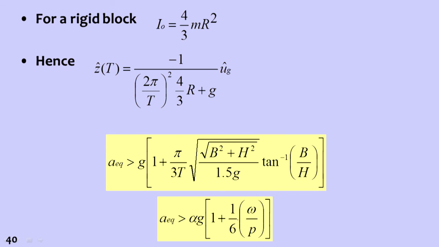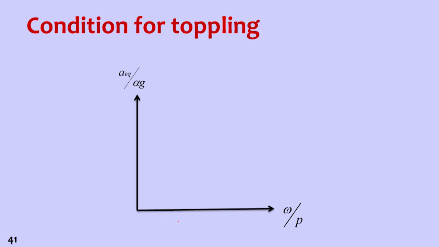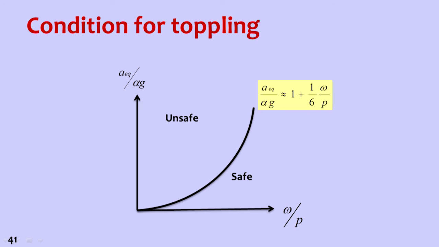This is a simplified form of what I have shown you in the previous slides. If you draw the graph between the frequency parameter, forcing frequency and normalized acceleration value, this gives the condition for the safe and unsafe region. If the acceleration ratio is crossing this line, it is unsafe for the rigid block, and if it is below this line, it is safe. So this is a necessary condition for designing the safety of rigid blocks.